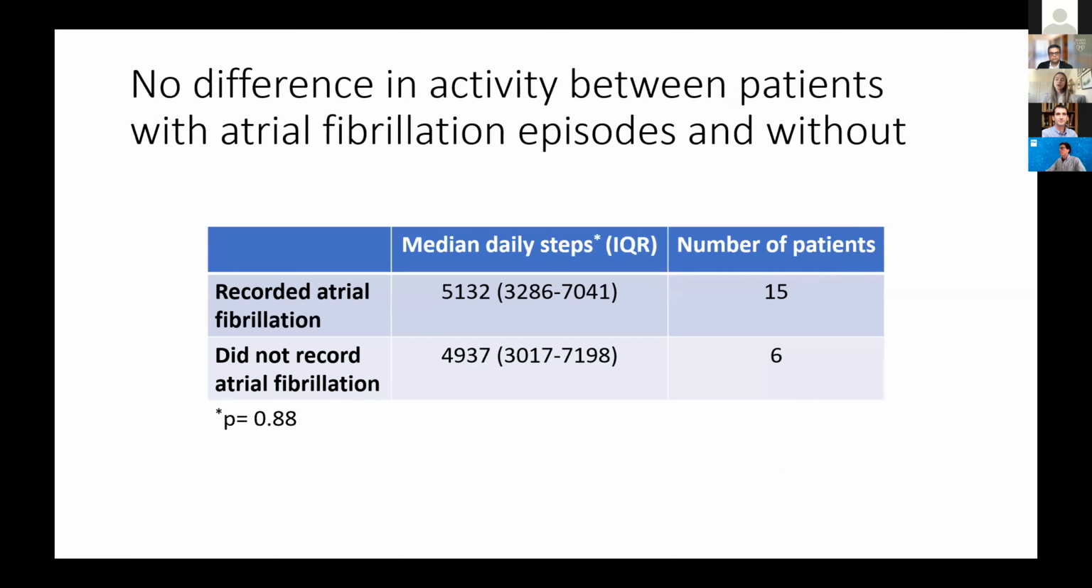Lastly, for the ablation patients, we also looked at AF episodes recorded by the mobile EKG device. 15 patients recorded at least 1 episode of atrial fibrillation across the 5 weeks, and then 6 patients used the cardiomobile device but didn't record any AF episodes. And we didn't see any difference in overall median daily steps between these 2 groups.